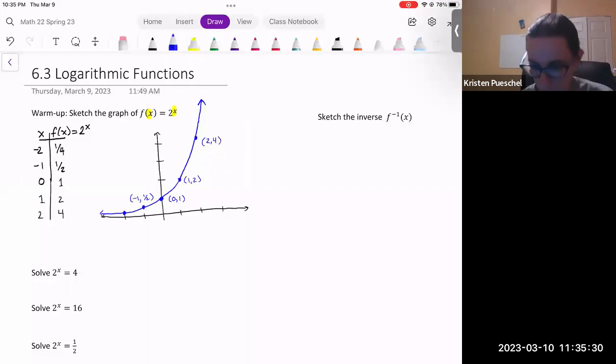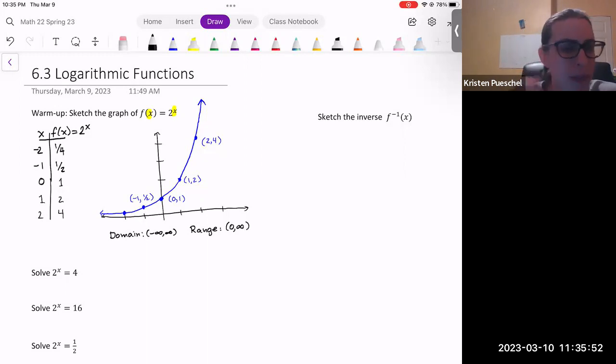Okay, so we should have a sketch that looks kind of like this. So its y-intercept is (0, 1). We can see that the domain is all real numbers. The range is 0 to infinity. Some of the other things we notice, as x gets big, our y values are getting big as well. And as x gets very negative, our y values are getting close to 0.